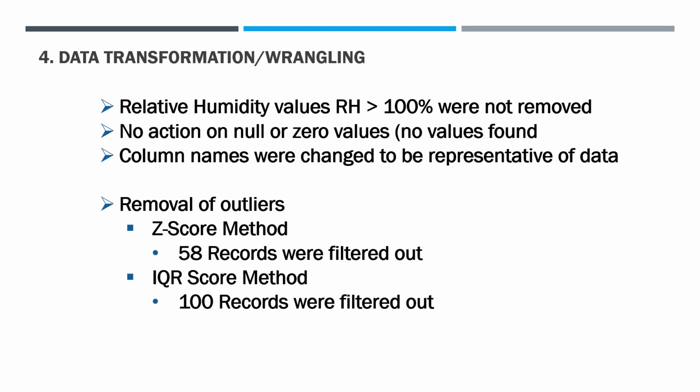Since box plots revealed that there is a presence of outliers in the data, the Z-score method and IQR score method were used to filter the data from the outliers. Z-score method removed 58 records from the data, and IQR score method removed 100 records from the data. And in the next slide, we will show how it worked out.